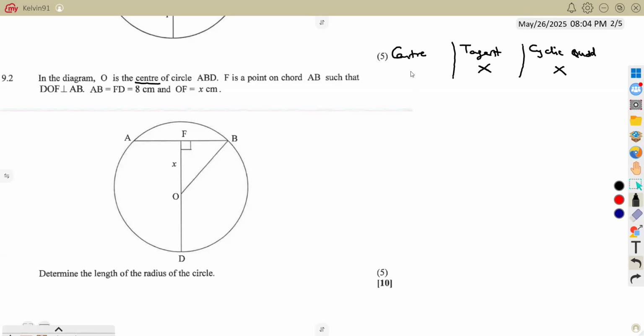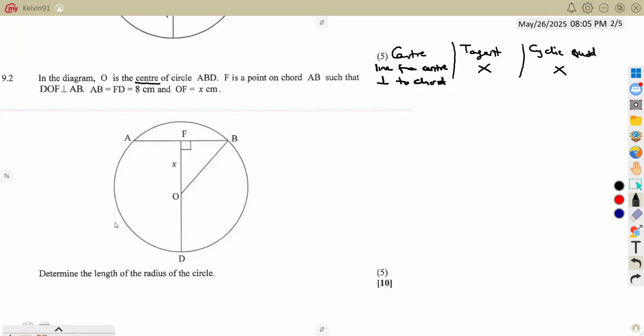Then we have line drawn from center perpendicular to a chord. We see we have a line from center perpendicular to the chord AB. Then we have another theorem, which is line from center bisecting a chord. In this case, we are not seeing any line from center which is bisecting a chord. So we are only going to use one theorem, which is line from center perpendicular to chord, because that's what we are seeing.